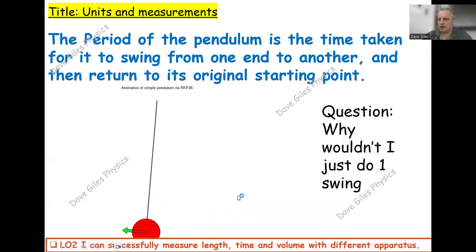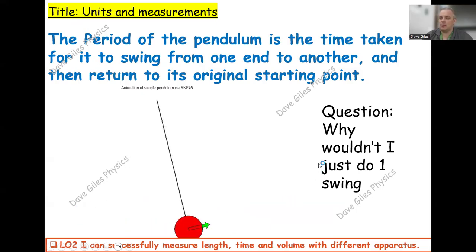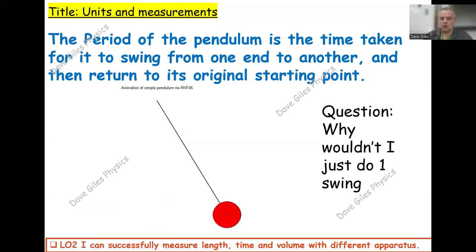Whereas if I do, say, 10 oscillations, so let's start here, back, 1, 2, 3, etc. Then after I do 10 oscillations, let's say it takes 12 seconds for argument's sake. 12 seconds, and then divide it by 10, and I get 1.2 seconds. So my error has now gone from about 50% we talked about earlier, if I do 10 oscillations, down to about 5%, which is a lot more acceptable.